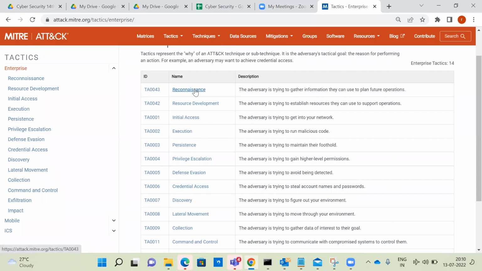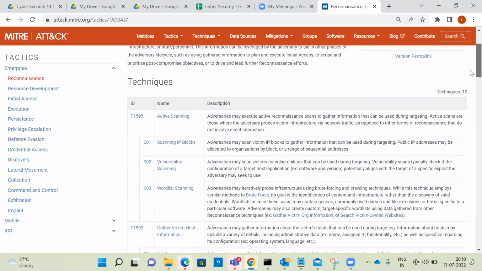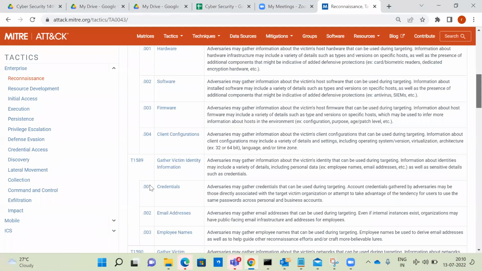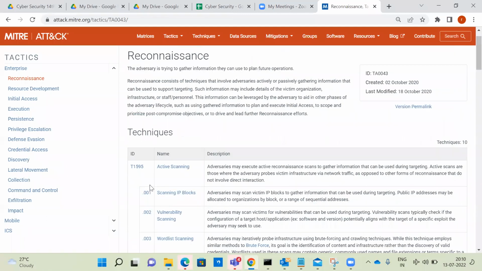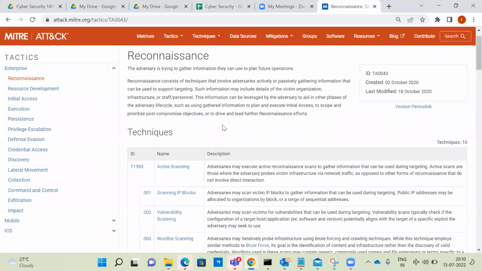If I click on reconnaissance, how the selection of the target will happen, you can see these are called techniques now. Each and every category is divided into techniques. These 14 tactics are divided into techniques. Each and every tactic has subdivisions, and those subdivisions are these.